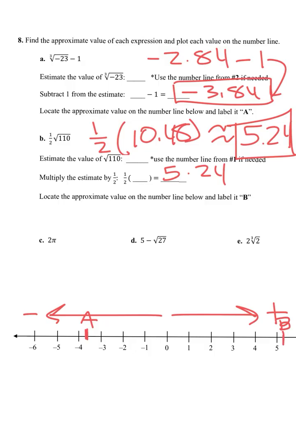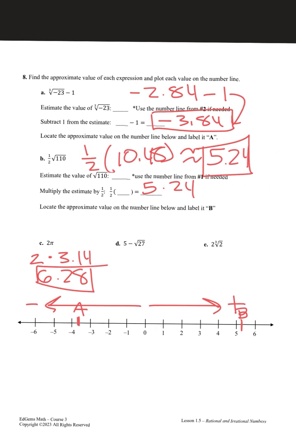All right, next one, C, 2 times pi. Well, pretty easy peasy lemon squeezy, I should think. So let's go ahead and take 2, and we're going to multiply it by the numeric value of pi, which is approximately equal to 3.14. And 2 times 3.14 is 6.28. Again, trust but verify, use your calculator. So on the number line, starting off at 0, I'm going all the way to 6.28. So here's 6, and 0.28 is like right there. So then you label it C.